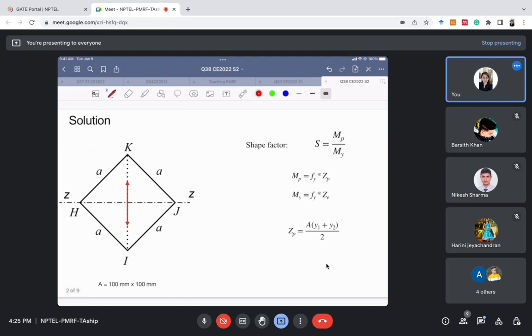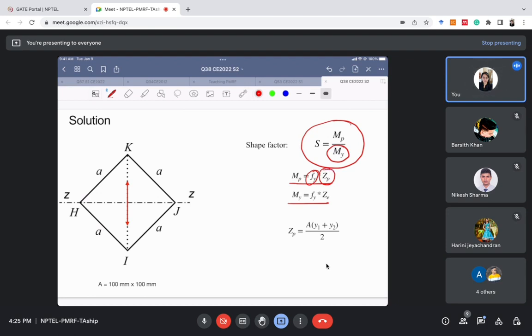Let's find out. The shape factor is the ratio of plastic moment capacity to the yield moment. So we'll calculate MP and My and put them in this formula, MP by My, and we will get the value of the shape factor. Now, how to calculate the value of MP and My? MP is the product of yield strength multiplied by the plastic section modulus.